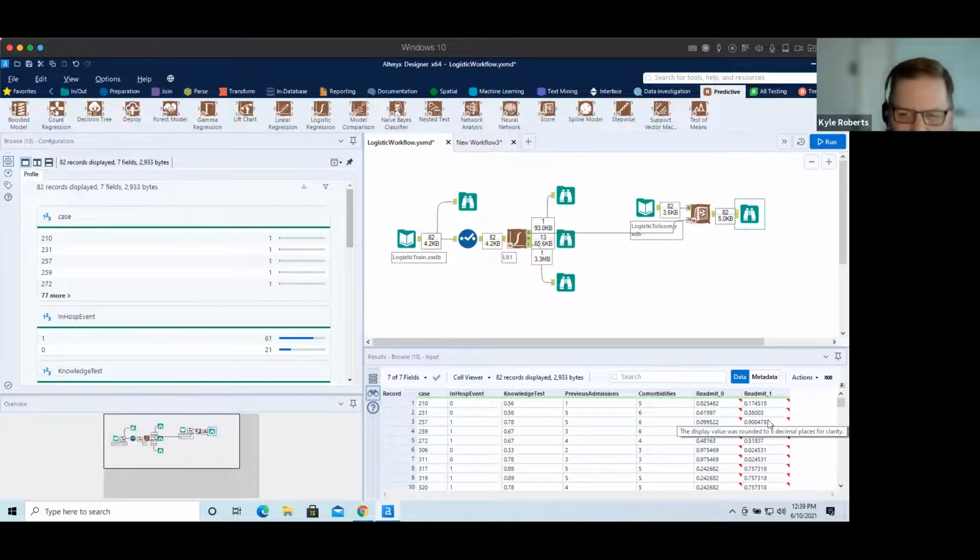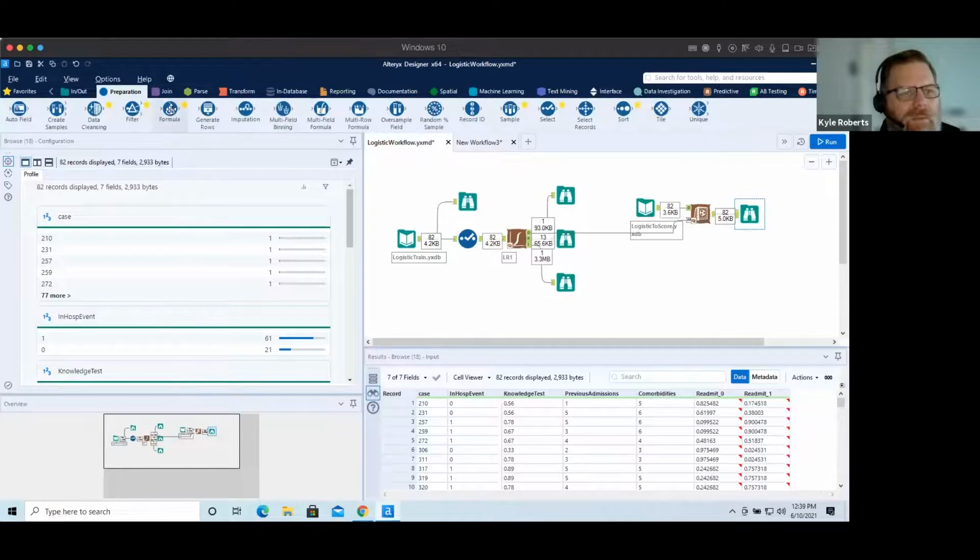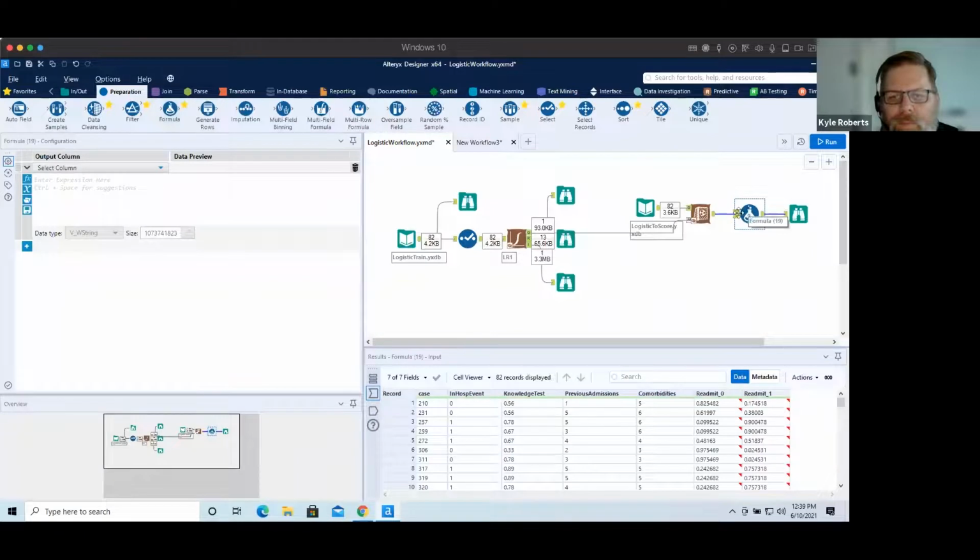But let's suppose that you wanted to take this data and say, I don't want to have to look at these probabilities. I just want you to give me a yes, no answer. Some of you are already thinking, this will be pretty easy to do with a preparation tool, the formula. So we're going to bring that in and make ourselves a new variable that we're just going to call readmit. We can make it a byte.